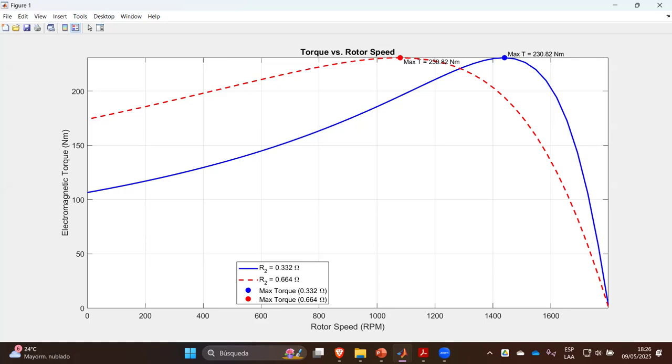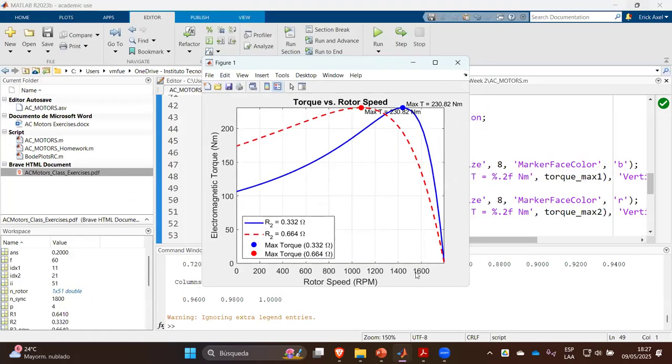of R2. And you can see here that the maximum torque that is generated, let me make this smaller, is equal to 230.82, okay? So this basically means that we are obtaining the same value that we obtained by hand. The maximum point of this speed torque curve occurs at 230.82 newton meters.